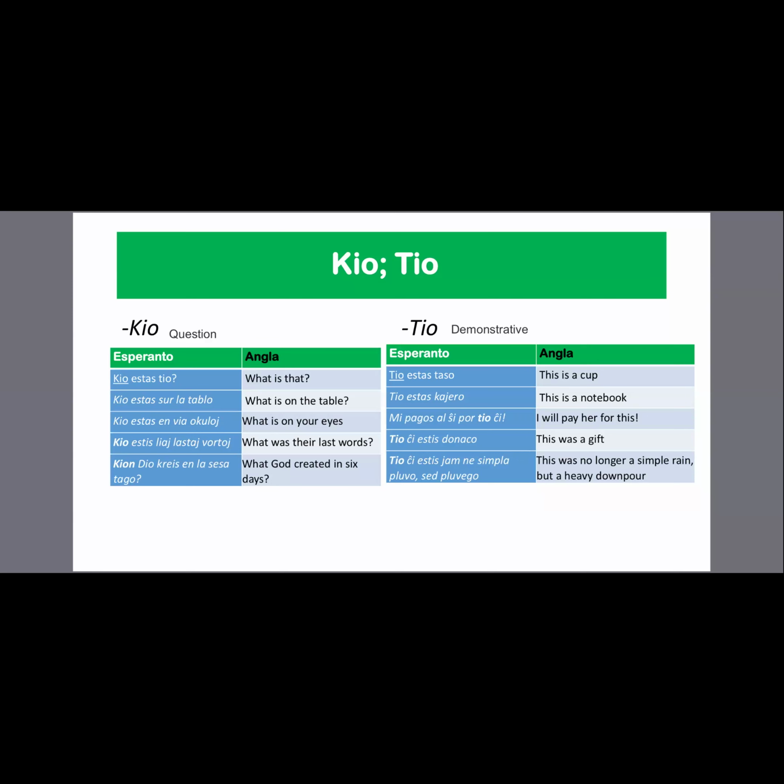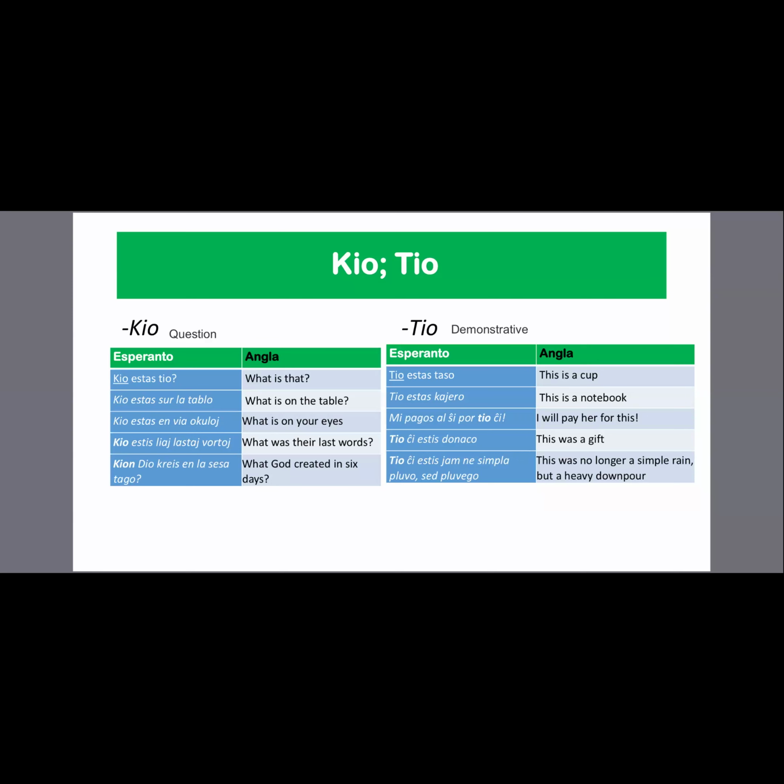So you can hear that when you use Kio, it's better to use it with the following verb, which might be the verb to be, in present or in past. Esti is the verb to be, and you add the ending, estas, for present tense. When I say Kio estis, this is past, something which is already past. So I'm asking someone who was maybe in the meeting, I want to know what the last word was. I can say Kio estis liaj lastaj vortoj? What was the last word? Kion Dio kreis en la sesa tago? What did God create on the sixth day?